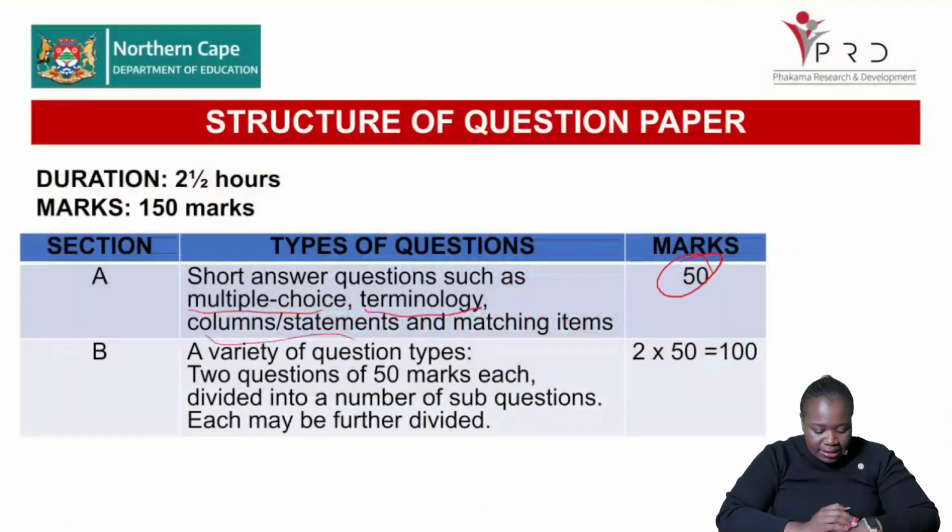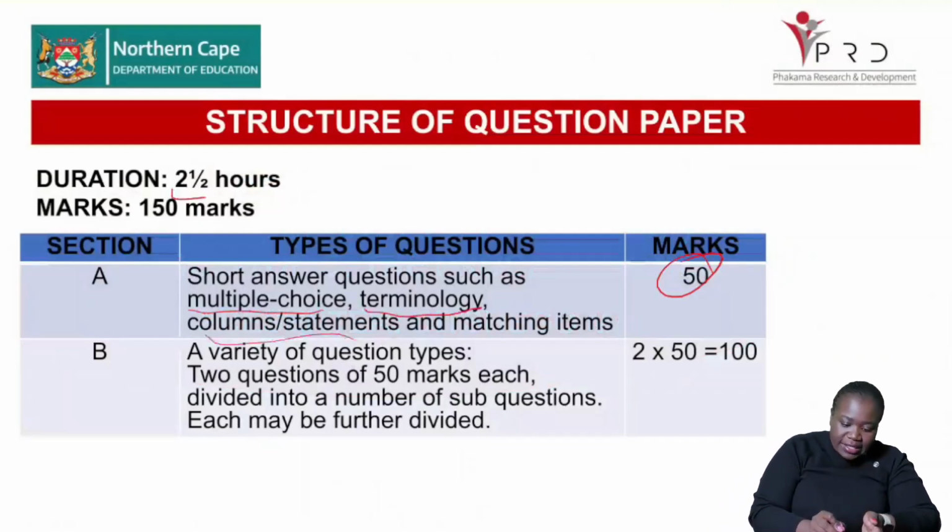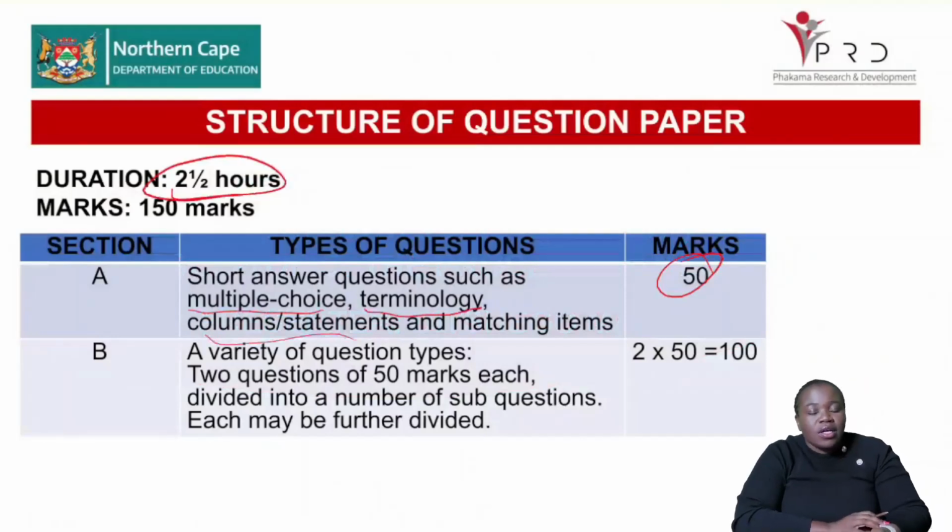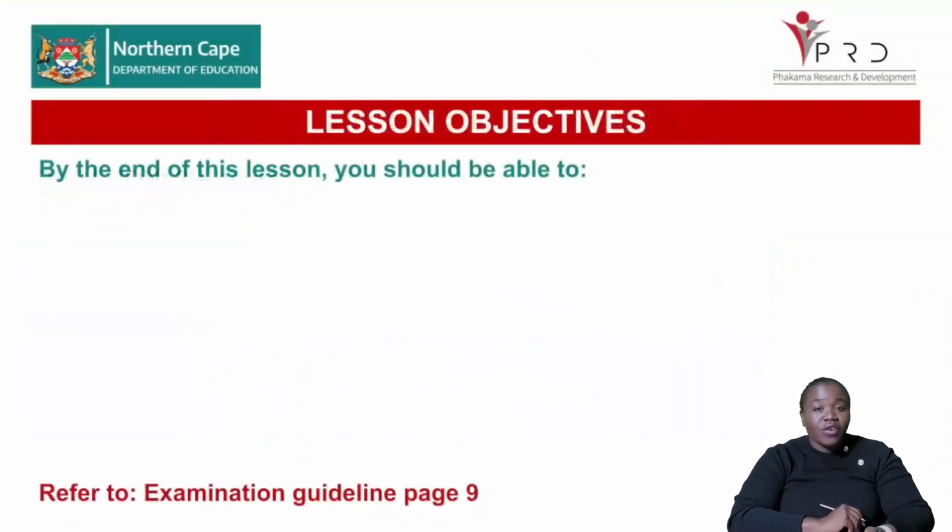Right, and then in section B, we have question 2 and question 3. Question 2 is 50 marks, and question 3 will also be 50 marks, and that will give us a total of 150 marks. One last reminder is that the paper is written for 2.5 hours, which is 150 minutes. That means that you are only given 1 minute for 1 mark. So make sure that you make good use of your time.